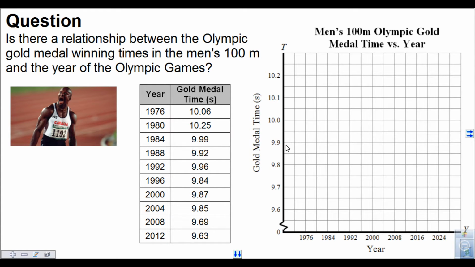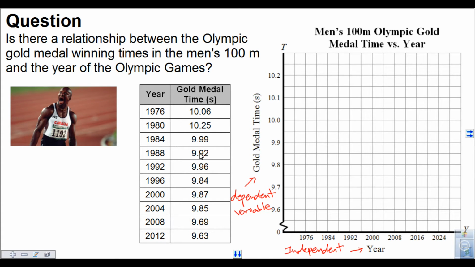And I've just set up a quick axis here. We got year on the bottom and the gold medal time here on the y-axis. So we think that maybe gold medal times depend on the year of the Olympics. So gold medal winning times is what we call a dependent variable. And what that variable depends on, we call the independent variable. The independent variable is always on the x-axis, and the dependent variable is always on the y-axis.